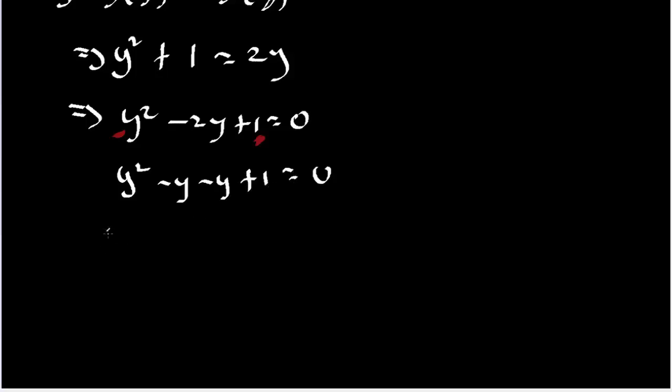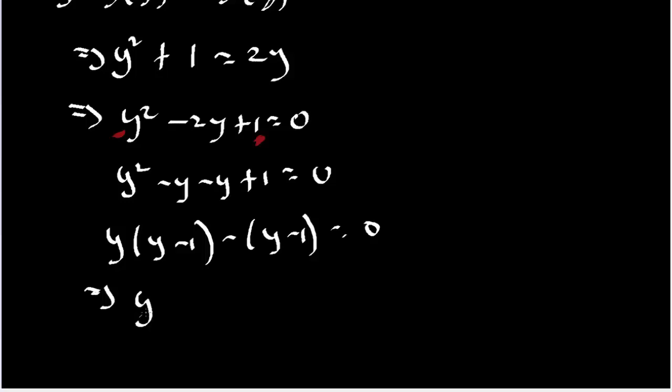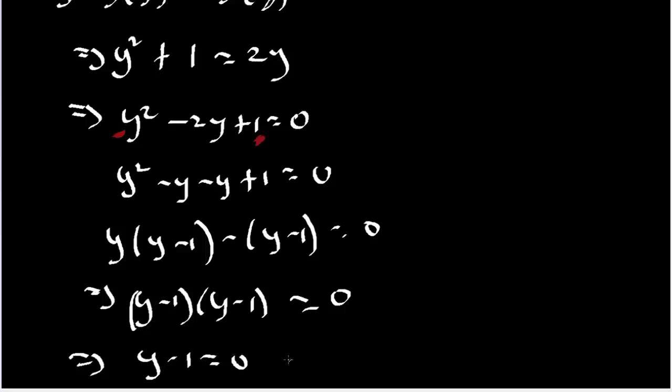Factorize y out, so I'm left with y minus 1. Then here factorize negative 1 out, then y minus 1 as well, equal to 0. So here we proceed: y minus 1, and then another y minus 1. So basically we have the same y minus 1. That means that I have y minus 1 to be equal to 0, and that implies y is equal to 1.